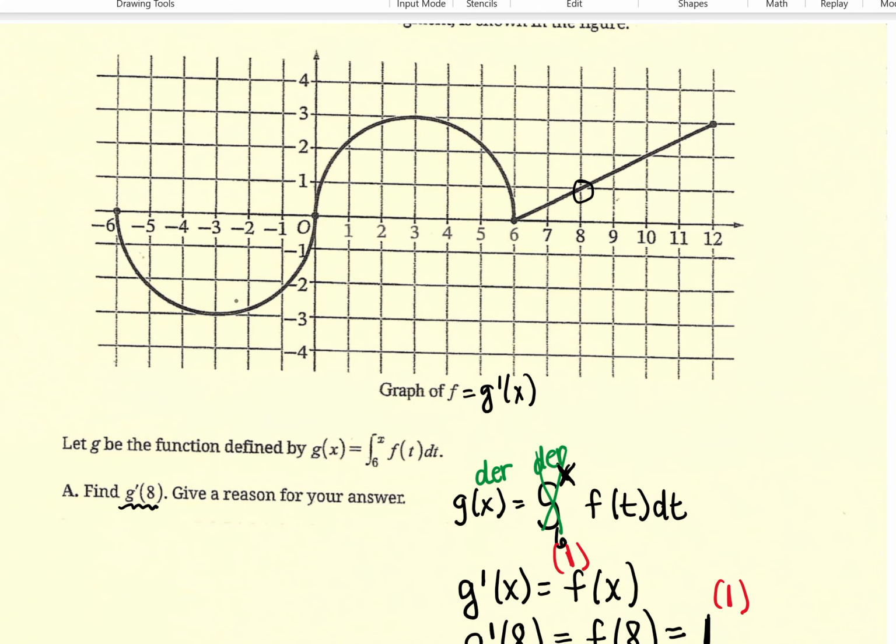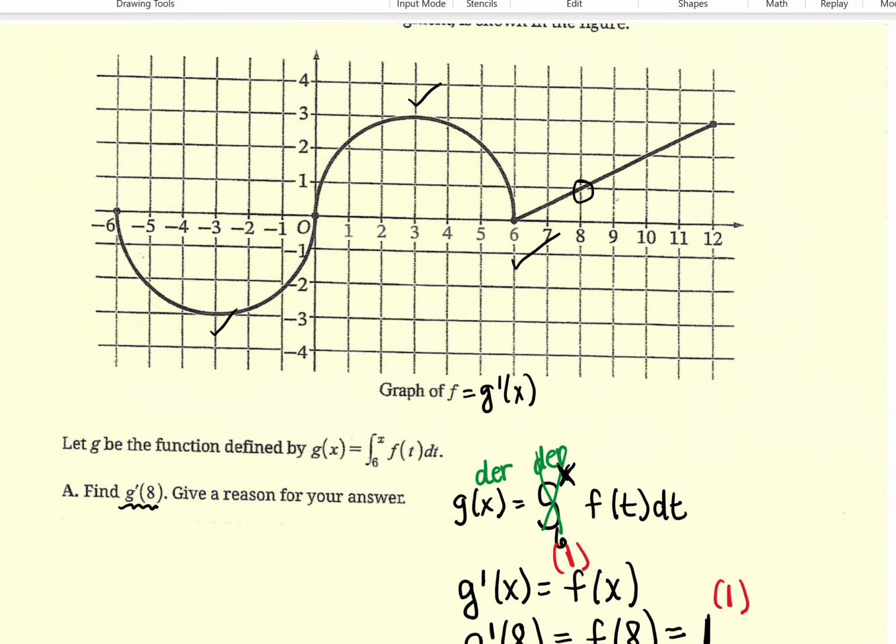If you'll notice right here at -3, it goes from decreasing and then it changes to increasing. So right there, that derivative changes from negative to positive or increase to decrease or vice versa. Right here at 3, it changes again. It's increasing, and then it changes to decreasing. And then right here at 6, it changes from decreasing to increasing. So therefore, I have points of inflection at -3, at 3, and at 6.